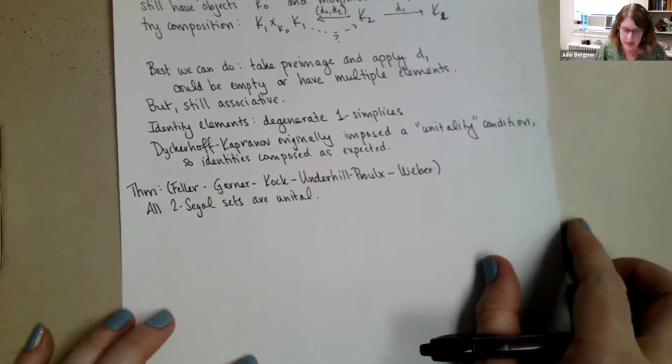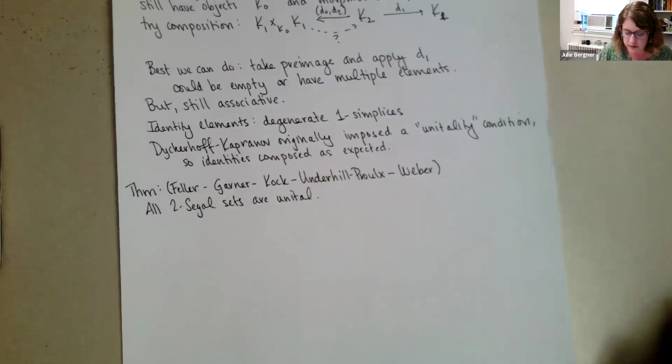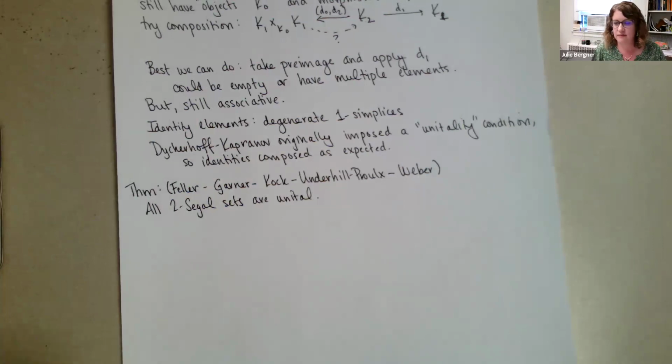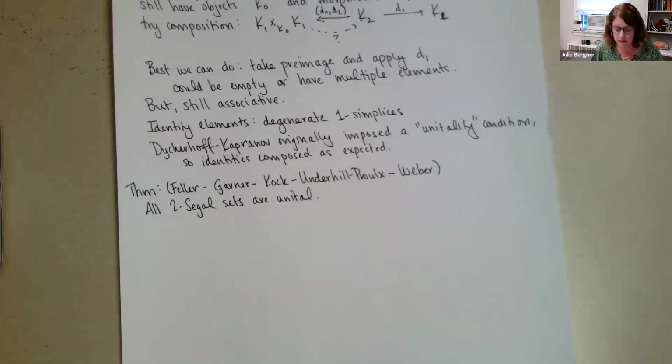Sorry, is that a strict unitality or a weak unitality? In this case, because we're just in the discrete case with 2-Segal sets, it's strict. Okay, great. When we get to the homotopy version of things, then everything will be up to homotopy at that point. But right now we're still just working with sets and isomorphisms, and so it's strict. Perfect, thanks.